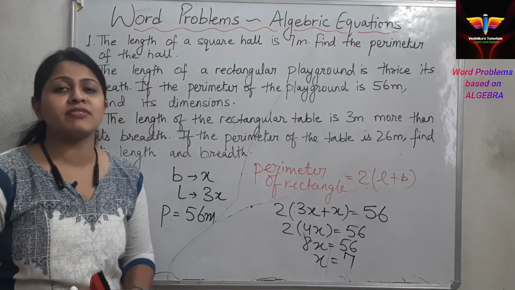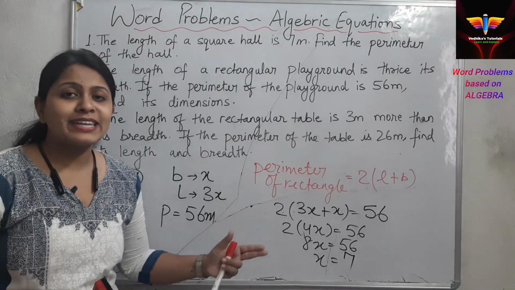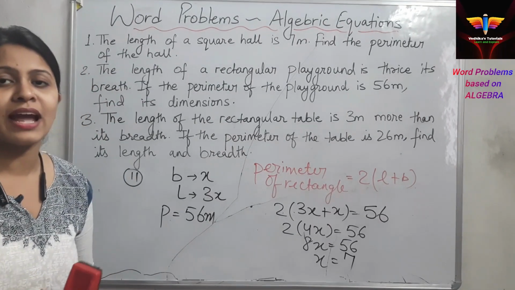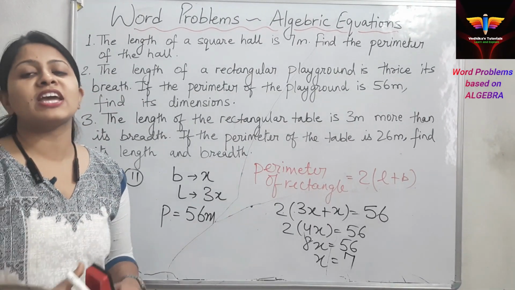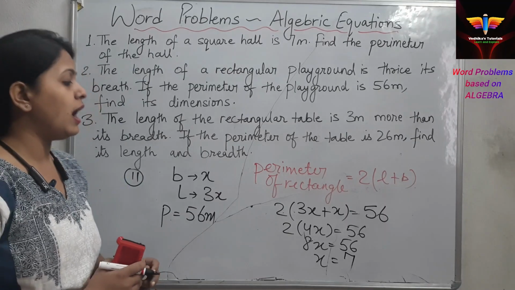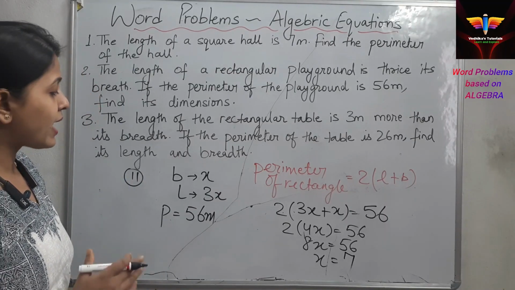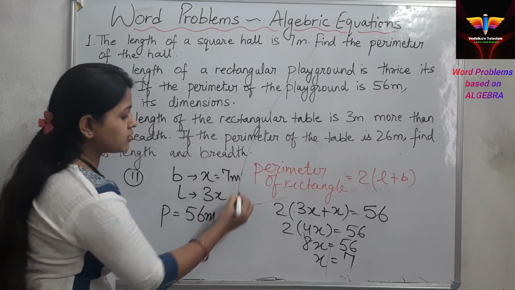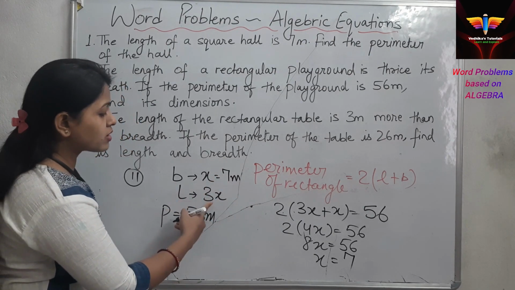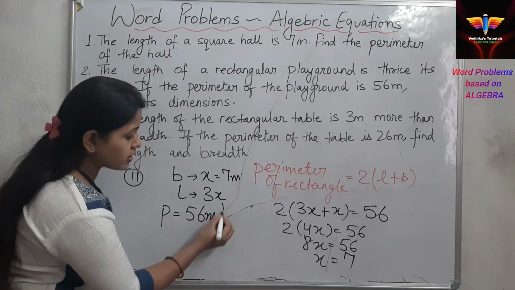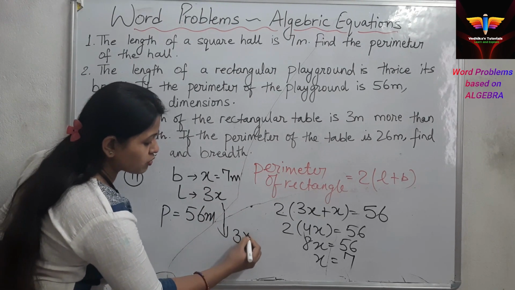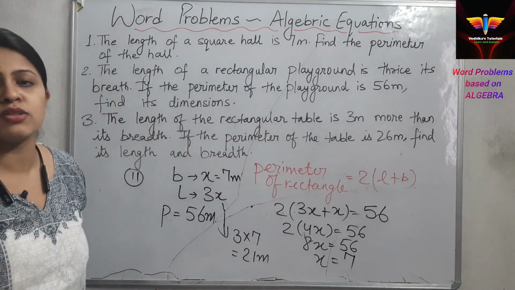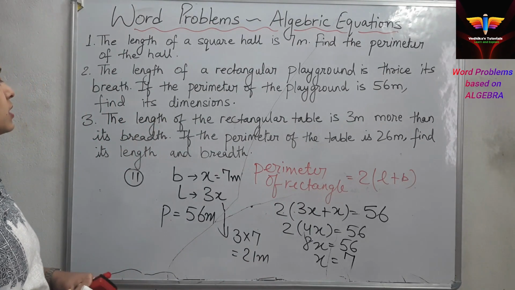How I have written 7 over here, you will get it through my previous video, where we solved many simplification based questions related to algebra. So the value of x is 7. So we write that the breadth is 7 meter, and the length will be what? 3x means 3 into 7, that is 21 meter.